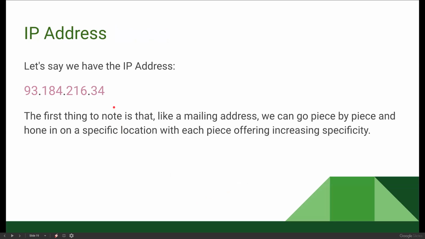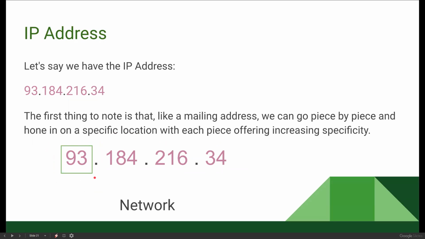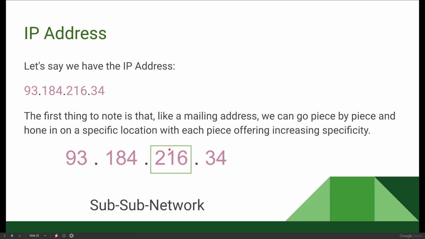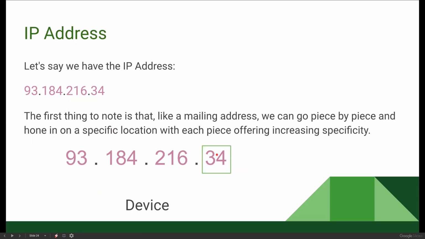The first thing to note is, like a mailing address, we can go number by number, section by section, and we're going to hone in on a specific device with increasing specificity. Within our 4 numbers, that first number represents which network we're connected to. The second one is which sub-network. The third number is the sub-network within that. And our final number is which device on that sub-network we are looking at.